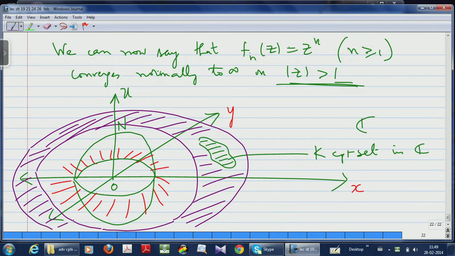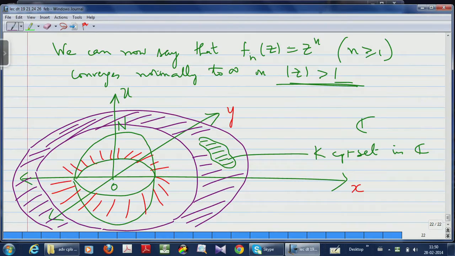And the point I want to make is that instead of considering any compact set K in the complex plane lying in this domain mod z greater than 1, it's enough to just consider such annuli which lie in the exterior of the unit circle. This annulus is going to be given by small r less than or equal to mod z less than or equal to capital R, where small r is greater than 1, small r is the radius of the inner circle, and capital R is the radius of the outer circle. Okay, this is what this annulus is going to be given by.